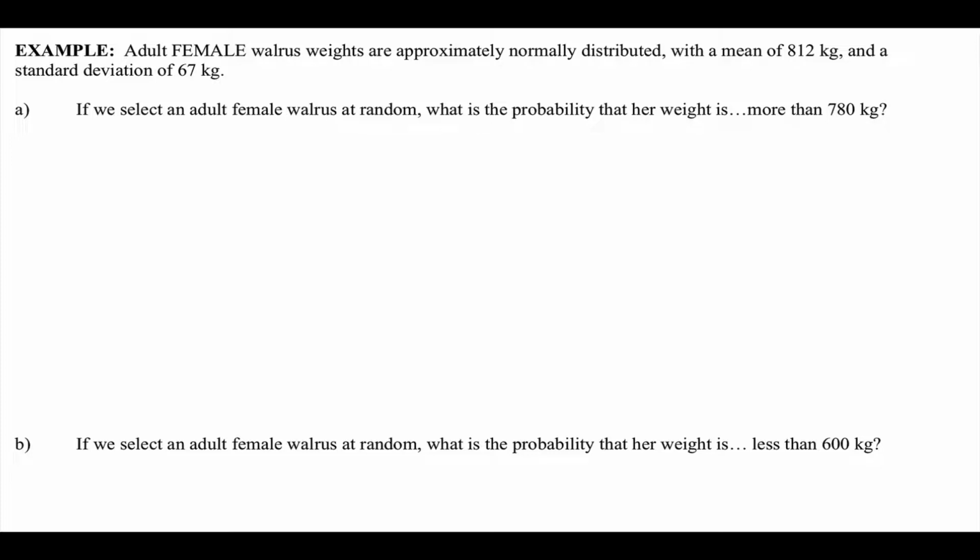Okay, so it's the same premise. Adult female walruses' weights are approximately normally distributed with a mean of 812 and a standard deviation of 67. Same premise, right? So if we were to select a female walrus at random, what is the probability that her weight is more than 780? So the first thing we always do, draw and label. So I'm going to draw a normal curve.